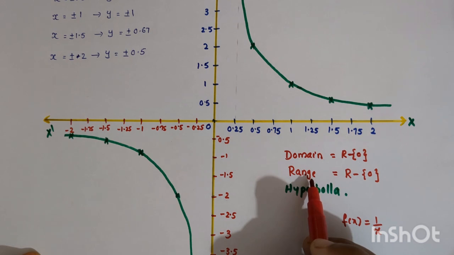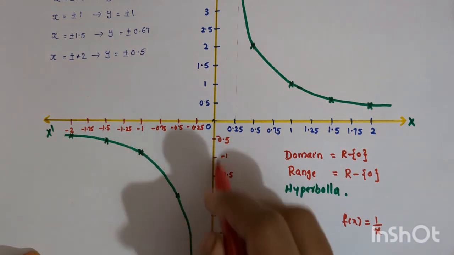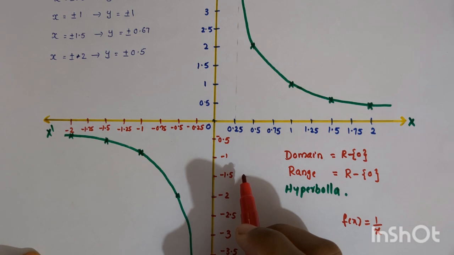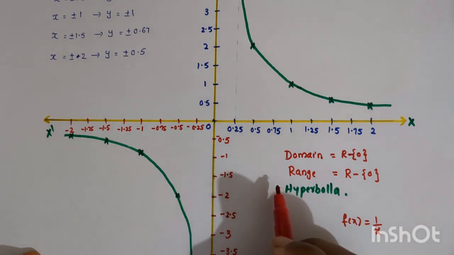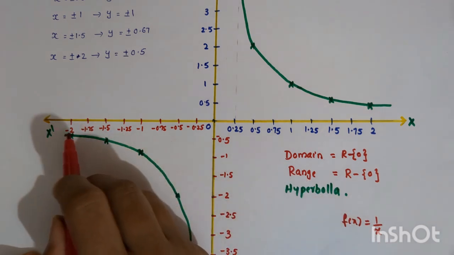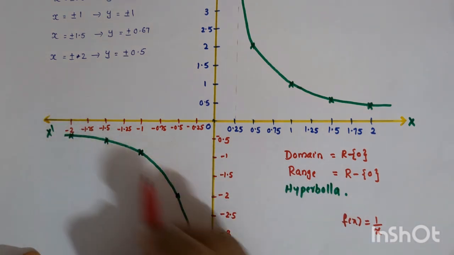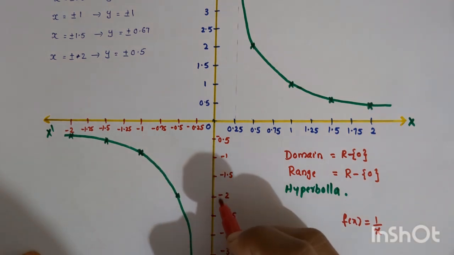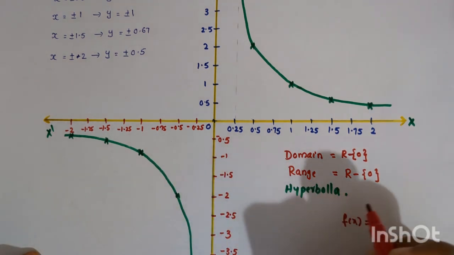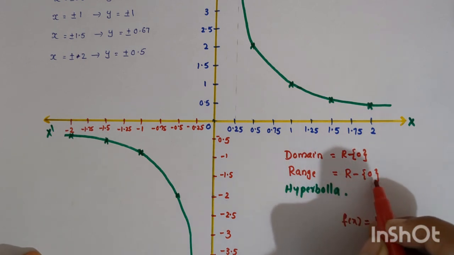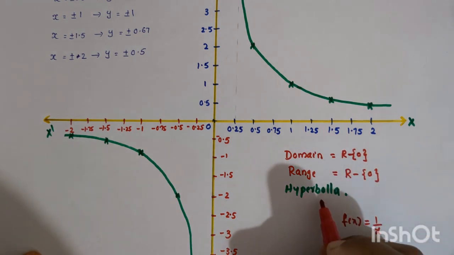Similarly, range. Range, you see, means the y values or f of x values. 0 is not there in the range. Okay. That is, the range is actually the values of y or f of x. See, the function approaches 0. Function approaches 0. Okay. Here also the function approaches 0, but not 0. So we have to exclude this 0. So range will be the set of all real numbers except 0, R minus {0}. Okay.